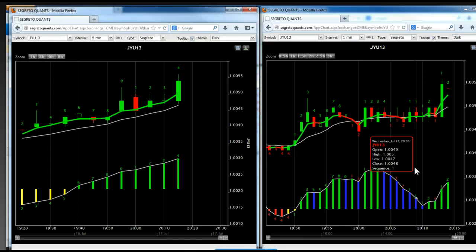So then that brings up the question, well, why don't I wait till the close of the bar? Well, trading is all about your comfort level. Some of you are going to want to get in.